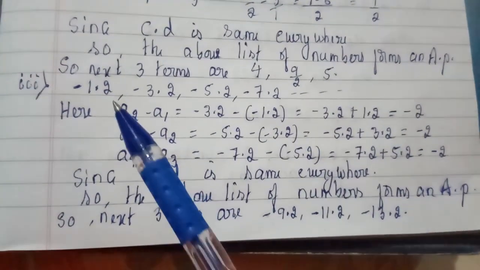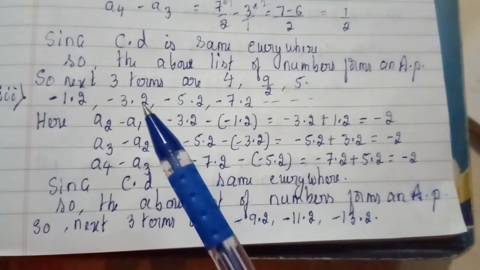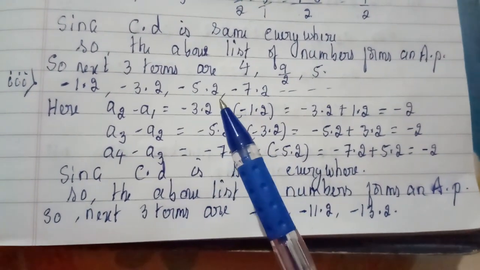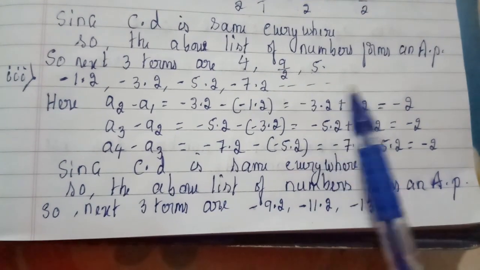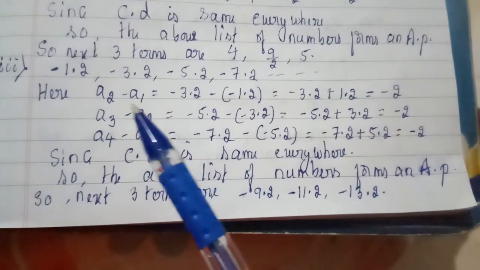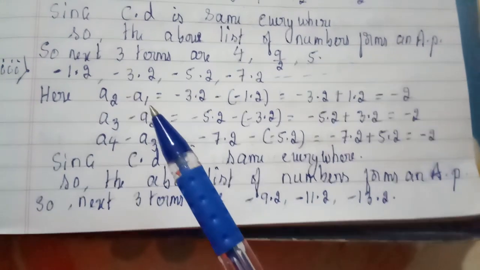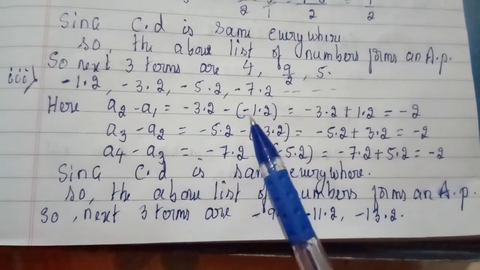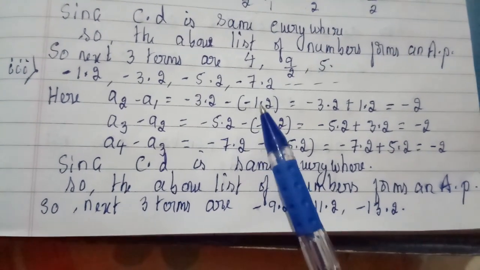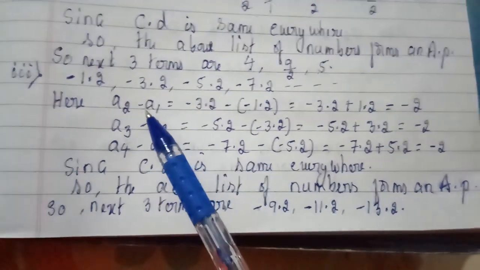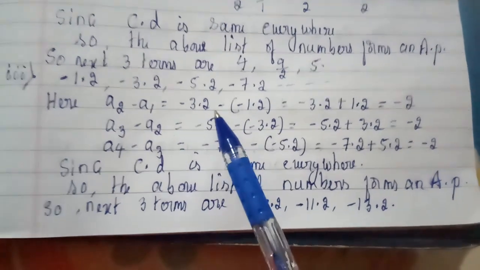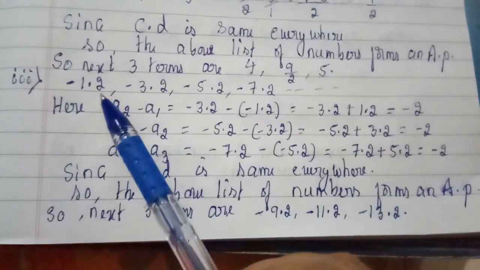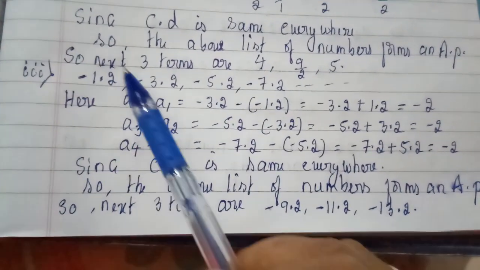And the third question, minus 1.2, minus 3.2, minus 5.2, minus 7.2 and so on. Here also in the same way, second term minus first term. Minus 3.2 minus of minus. Why am I doing double minus here? According to this I have to subtract second term minus first term. In the first term the sign is already a minus sign.